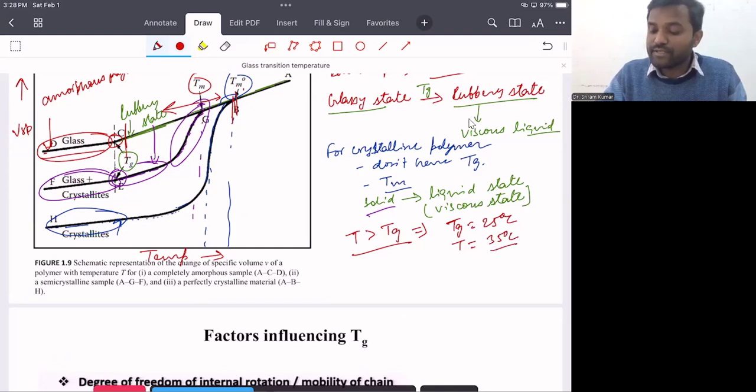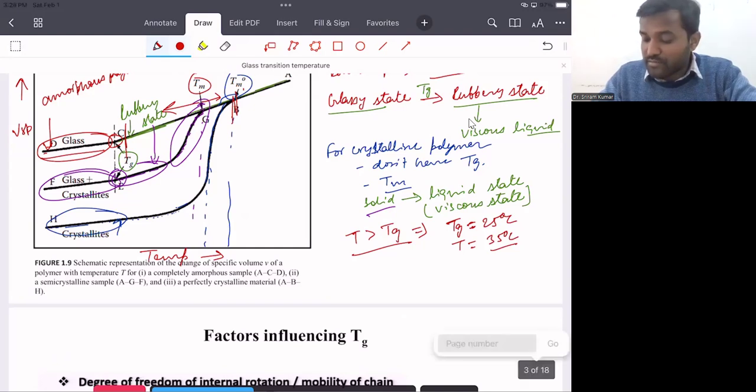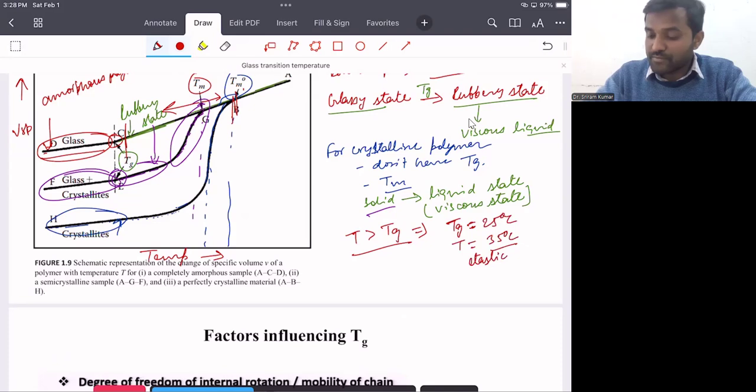Suppose Tg is 25 degrees Celsius, and the working condition of the polymeric material is 35 degrees Celsius. So what happens here? If you use this kind of condition, that means this polymer is elastic in nature. Sorry, an elastic polymer, right? Because the working temperature is greater than the Tg.